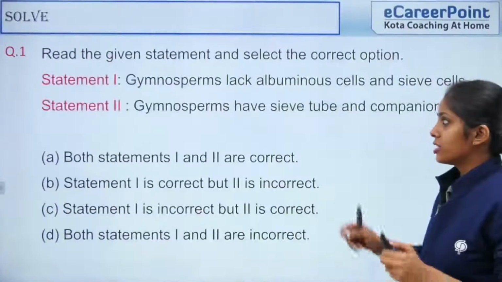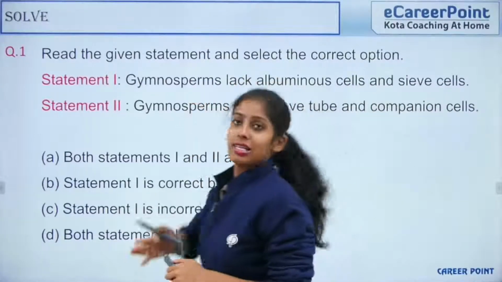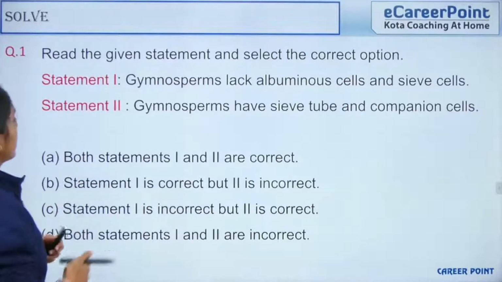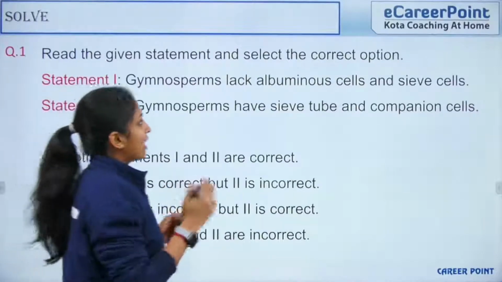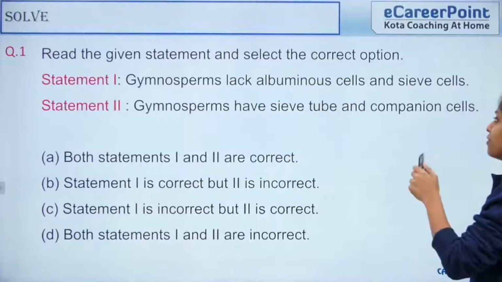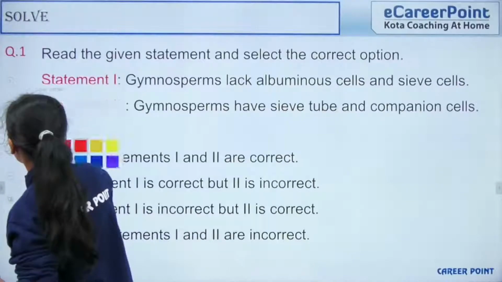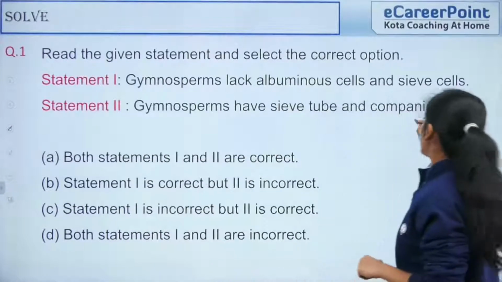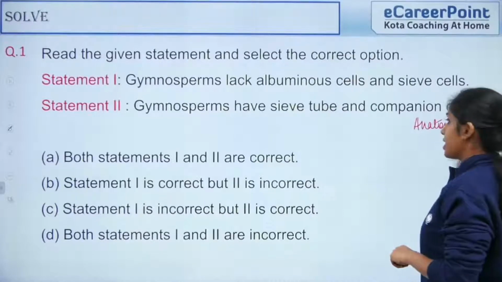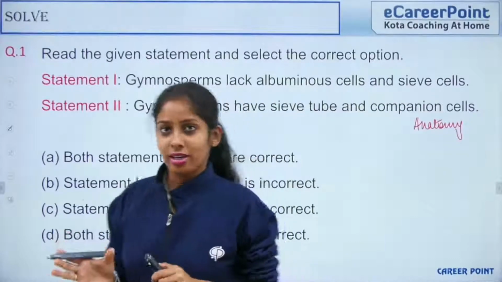So here we are. It is ideally question number 26, but it's okay. I have titled it as question 1. Alright. So it reads, read the given statement and select the correct option. Gymnosperms lack albuminous cells and sieve cells, and the second statement is gymnosperms have sieve tubes and companion cells. So first of all, where does this question come from? This question comes from the chapter Anatomy of Flowering Plants, where we talk about xylem and phloem in detail, right?